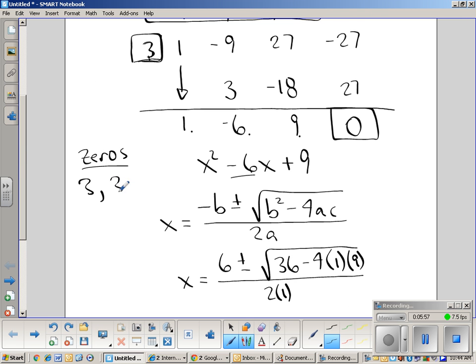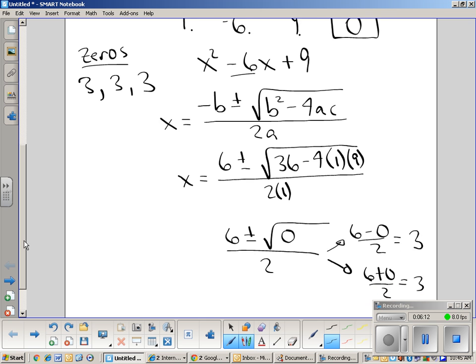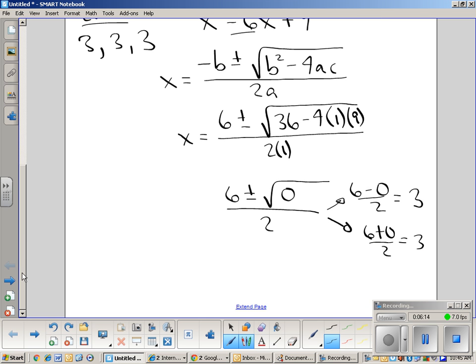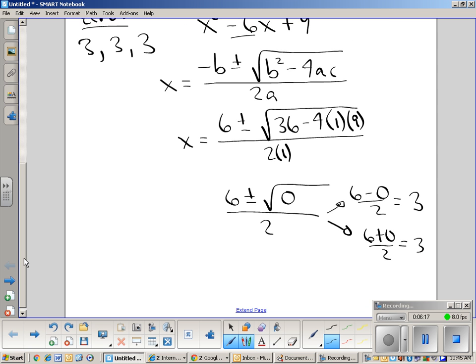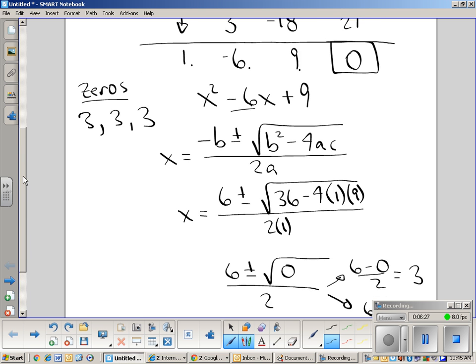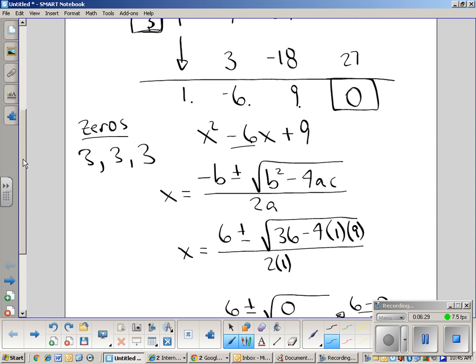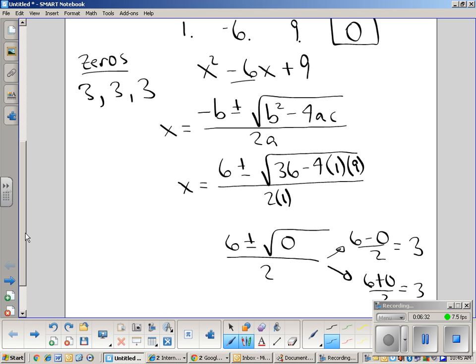3, 3, and 3, right? I have a multiplicity here of 3, don't I? I have multiple roots. 3 occurred 3 times. Okay? That's not necessarily a great example, but it's certainly an odd situation that doesn't occur very often. And so that gives you an opportunity to see what to do with that kind of an answer. All right? So all the zeros here are 3s. All of them.